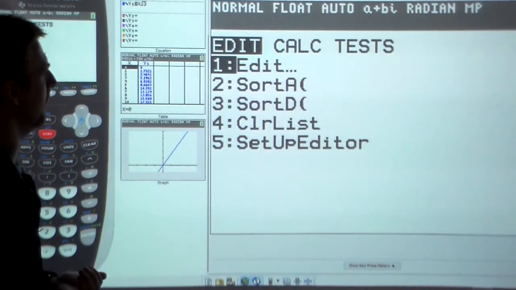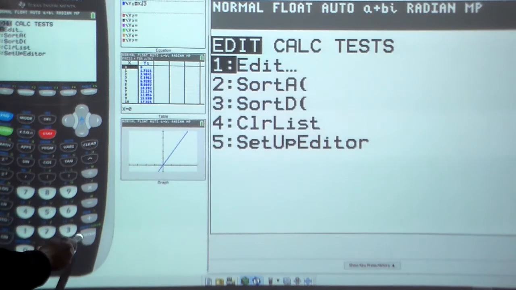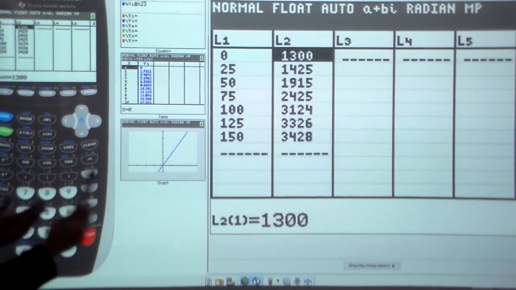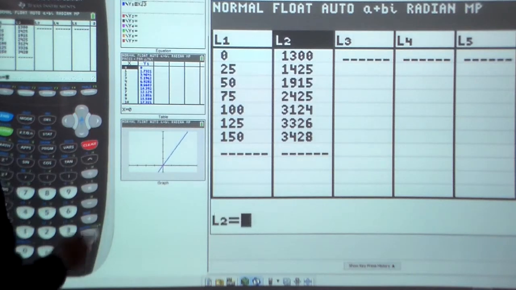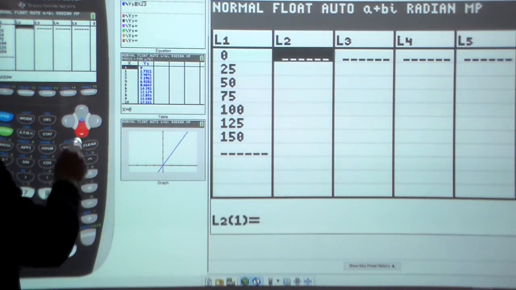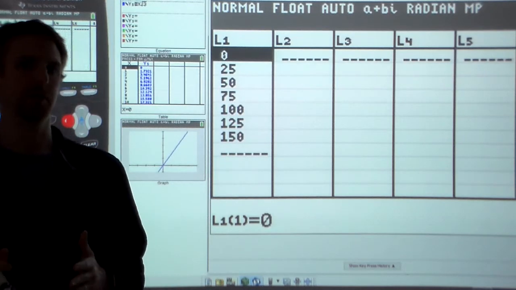Easiest way is in your calculator. Go to Stat, and then go to Edit. Now, if you've already got something in here, go up and hit Clear, and come back down. If you accidentally hit Delete, I know Delete kind of makes sense, but it's going to mess things up.